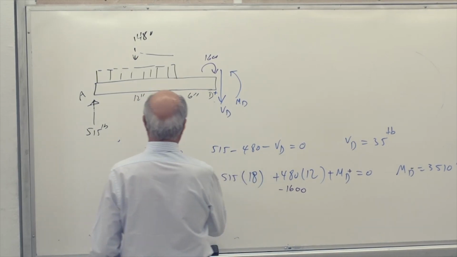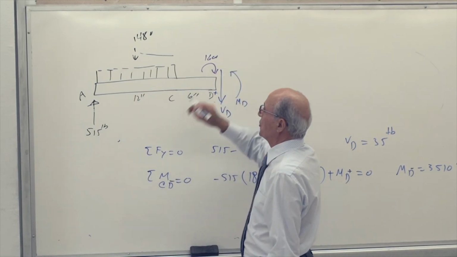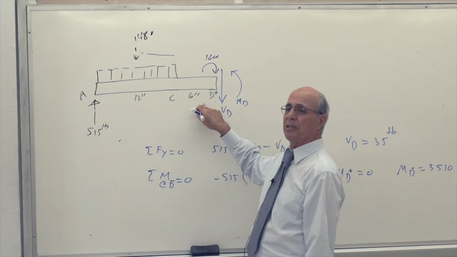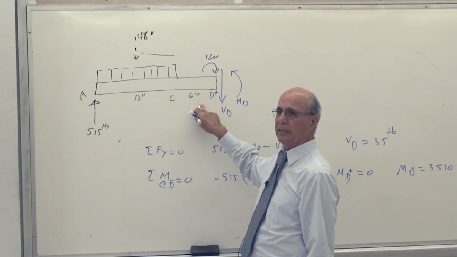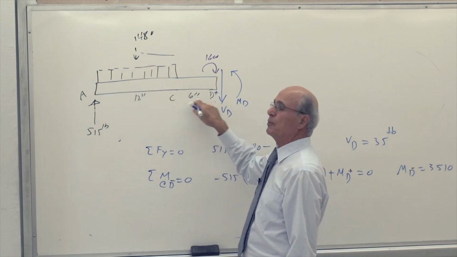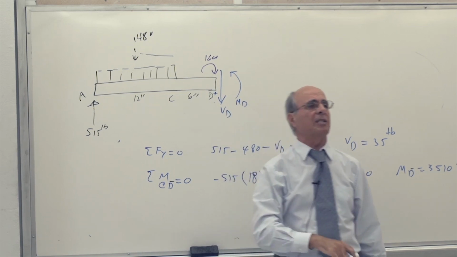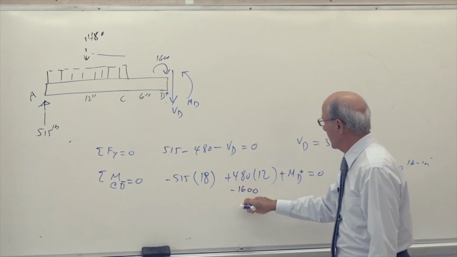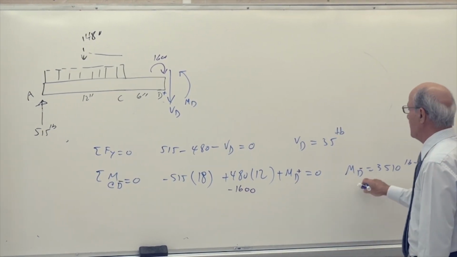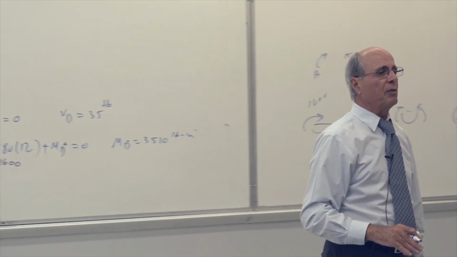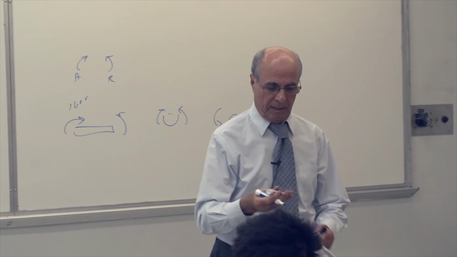Look, guys, I'm writing one more time, putting this in the system. What's the moment at that point? 515 times 18, correct or not? Negative. 480 times 12, positive. Minus 1600 plus MD. Is that correct or not? That's exactly what I've done. Minus 600 plus MD. But when MD goes to the other side, minus becomes plus. Therefore, the moment is increasing, not decreasing.